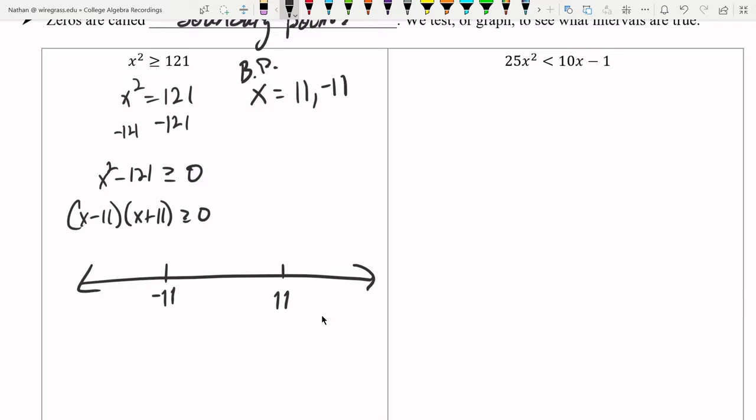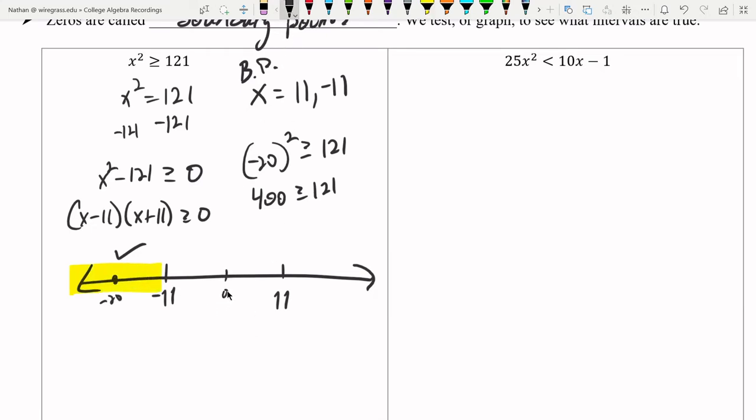And all we have to do is test an x value in each interval to see which one is true. I find it's easiest to test very large negative and very large positive values. But let's just test something like negative 20, for instance. Negative 20 is around here. You plug it in: negative 20 squared greater than or equal to 121. This is going to be 400 greater than or equal to 121, and that's a true statement. So that interval is a good one to have.